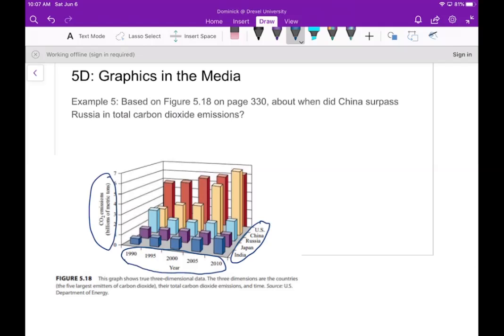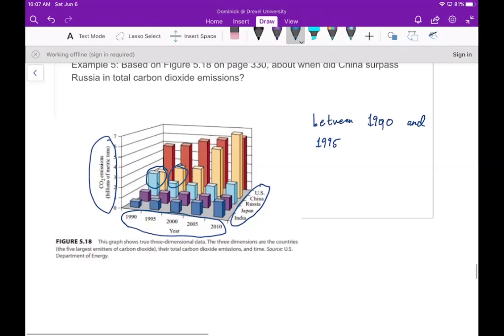Now it seems like if we look here, China looks like these yellow bars and Russia is those light blue bars. Now it looks like in 1990, the light blue one is a little bit bigger, but in the next one, the yellow one is much bigger. So it looks like between 1990 and 1995 was when China surpassed Russia in total carbon emissions. Right, so that's an example of reading a three-dimensional bar graph there.